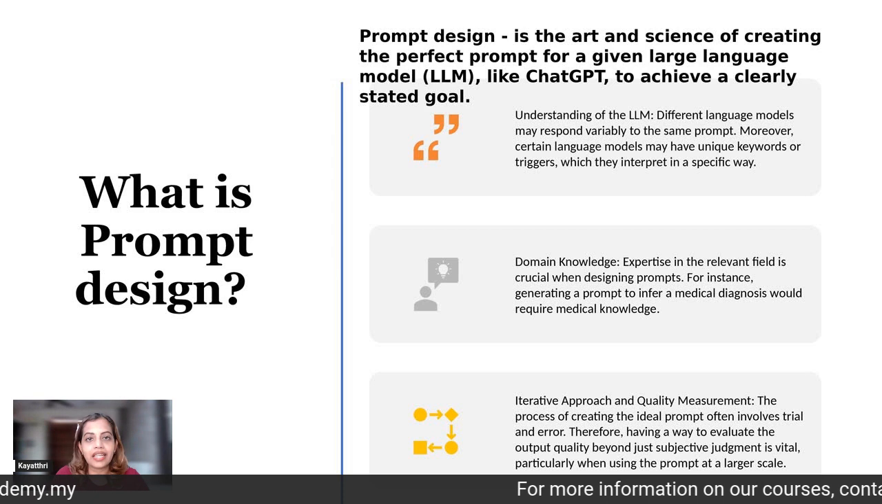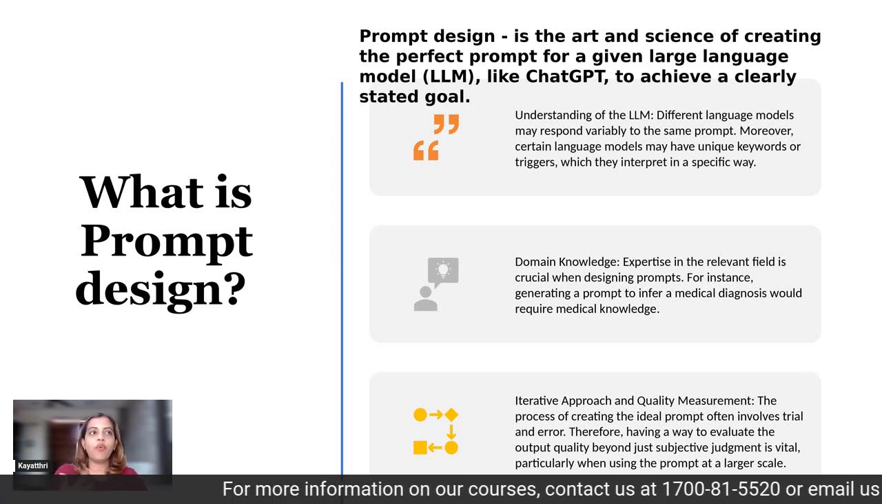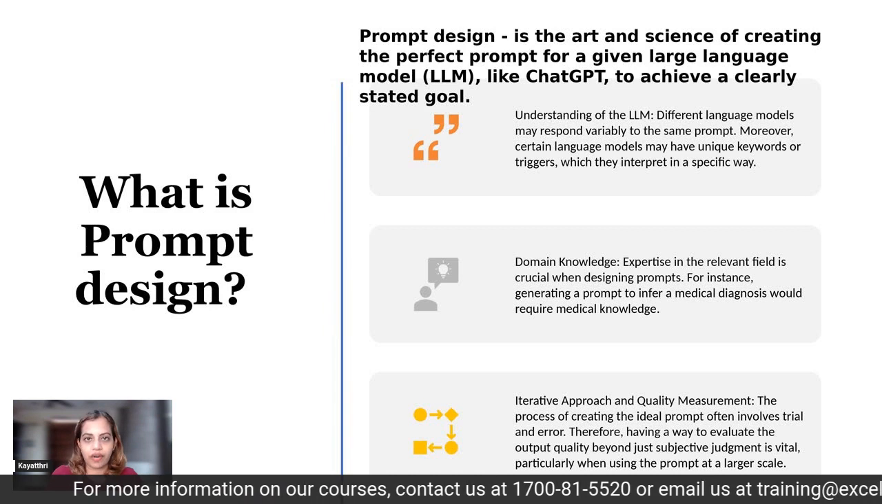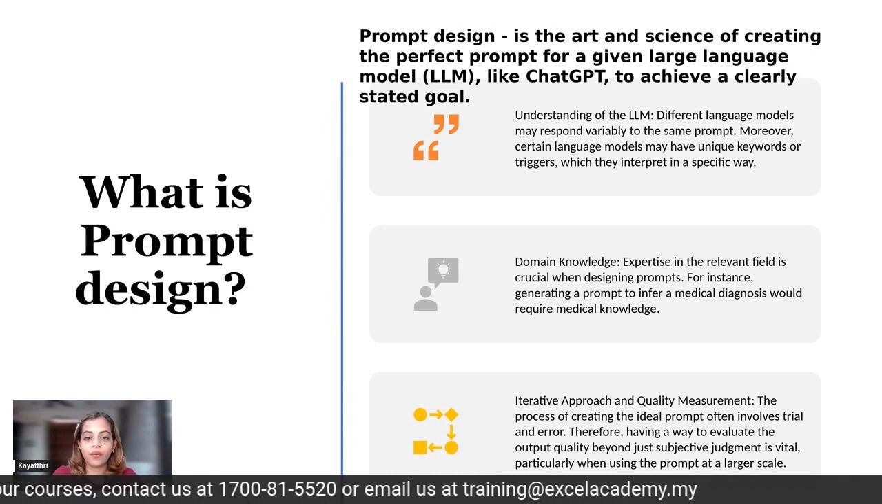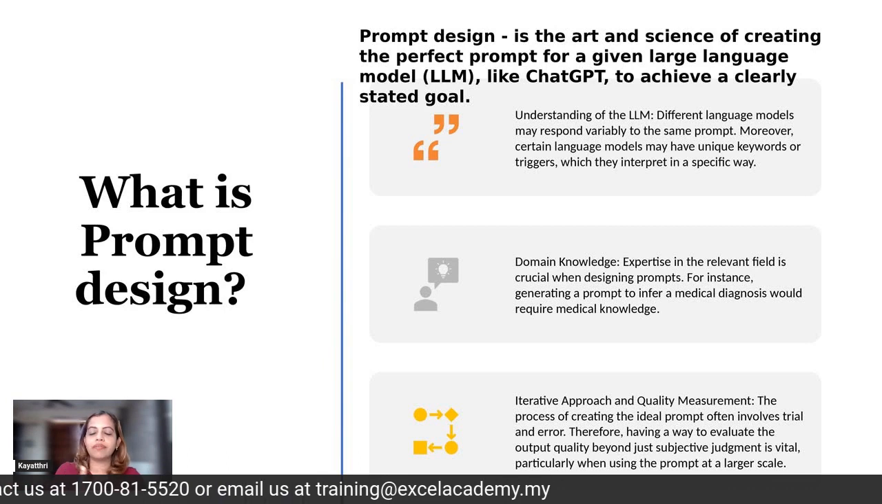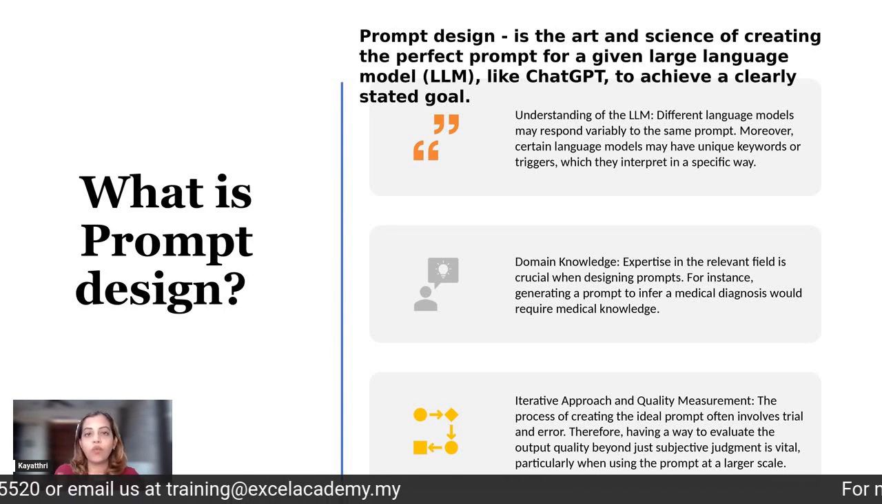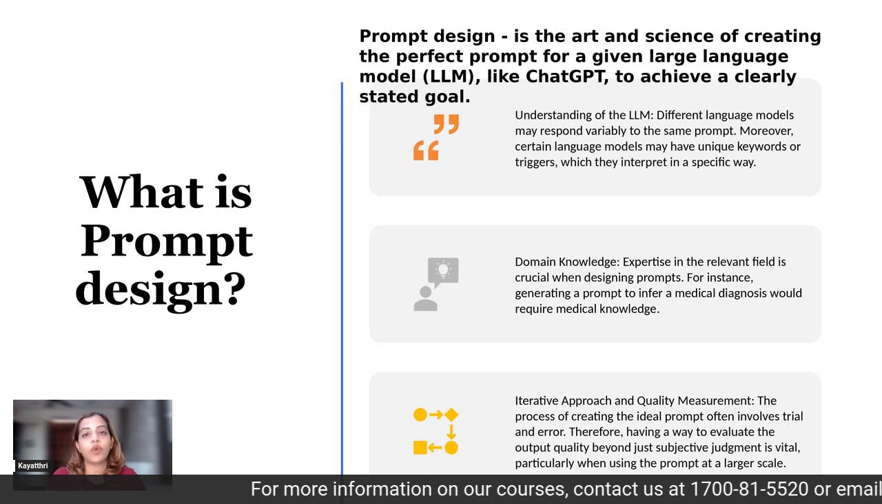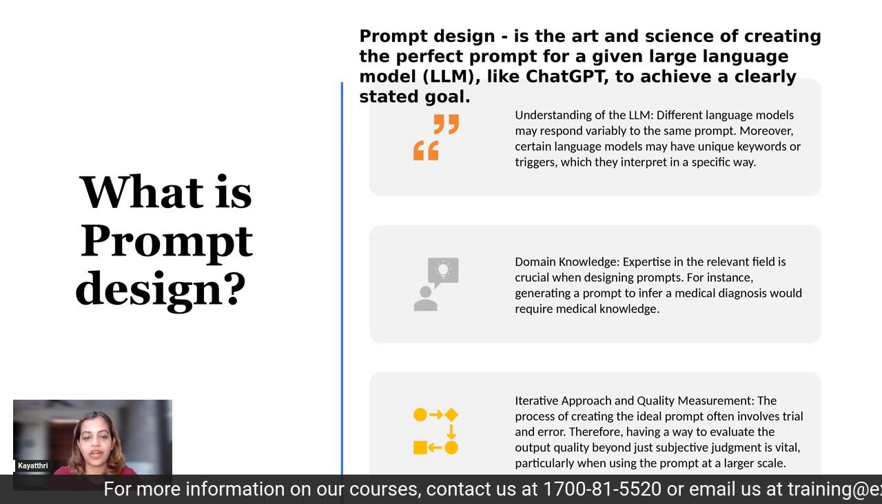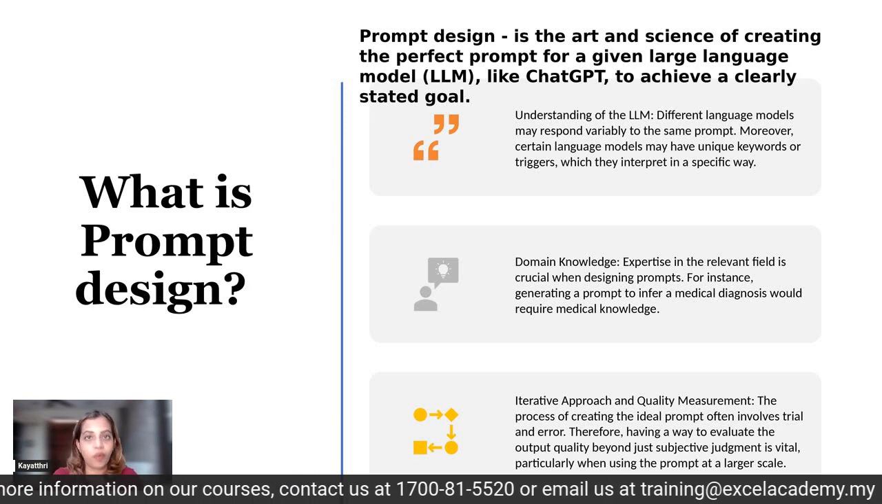The second thing is domain knowledge. If you want to ask about something in marketing, for example, you need to understand the domain of marketing, so that the prompt, the keywords that you use, will be the right ones. I'm not a medical person, so I cannot be prompting about medical advice because I won't be able to understand the medical terms. So you need to have the domain knowledge as well.